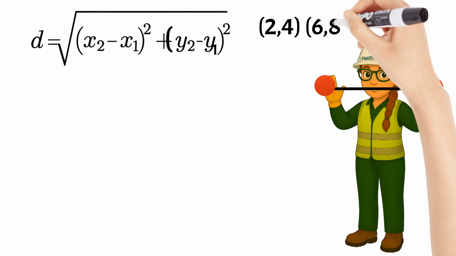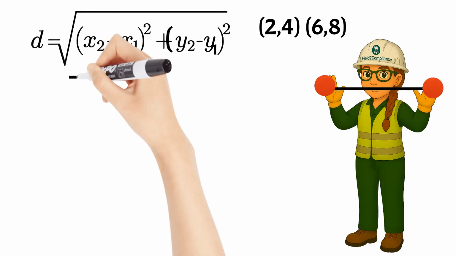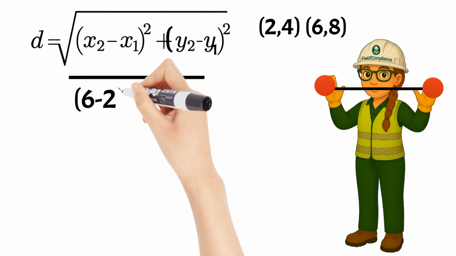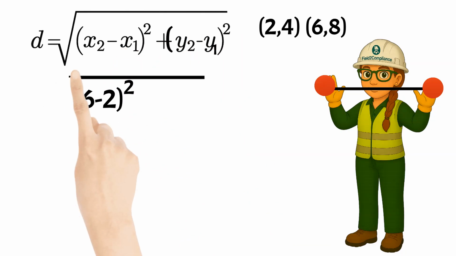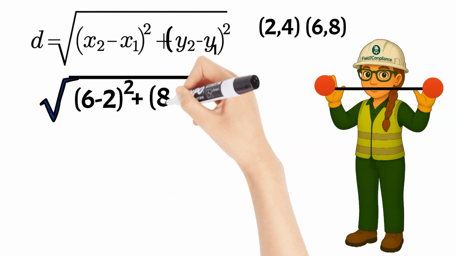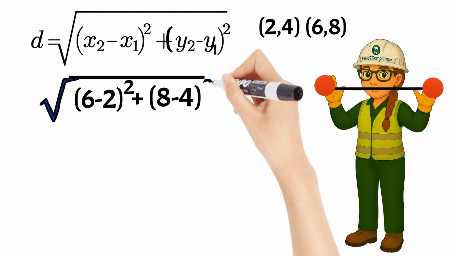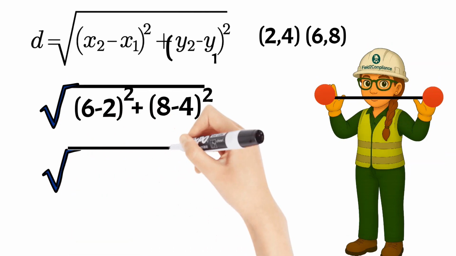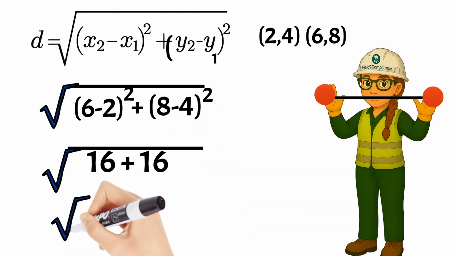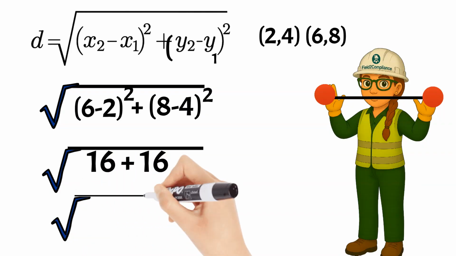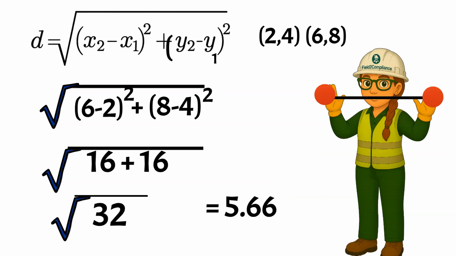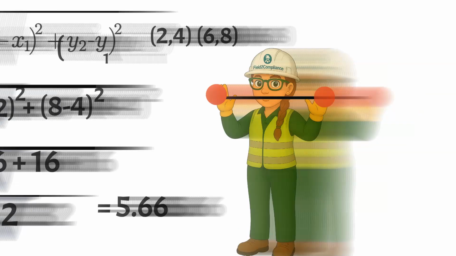So let's take our 2 points, the same ones, (2, 4) and (6, 8). That's the square root of (6 minus 2) squared plus (8 minus 4) squared. So (6 minus 2) squared is 16, plus (8 minus 4) squared is 16. 16 plus 16 is 32. Take the square root of that, and you've got 5.66.